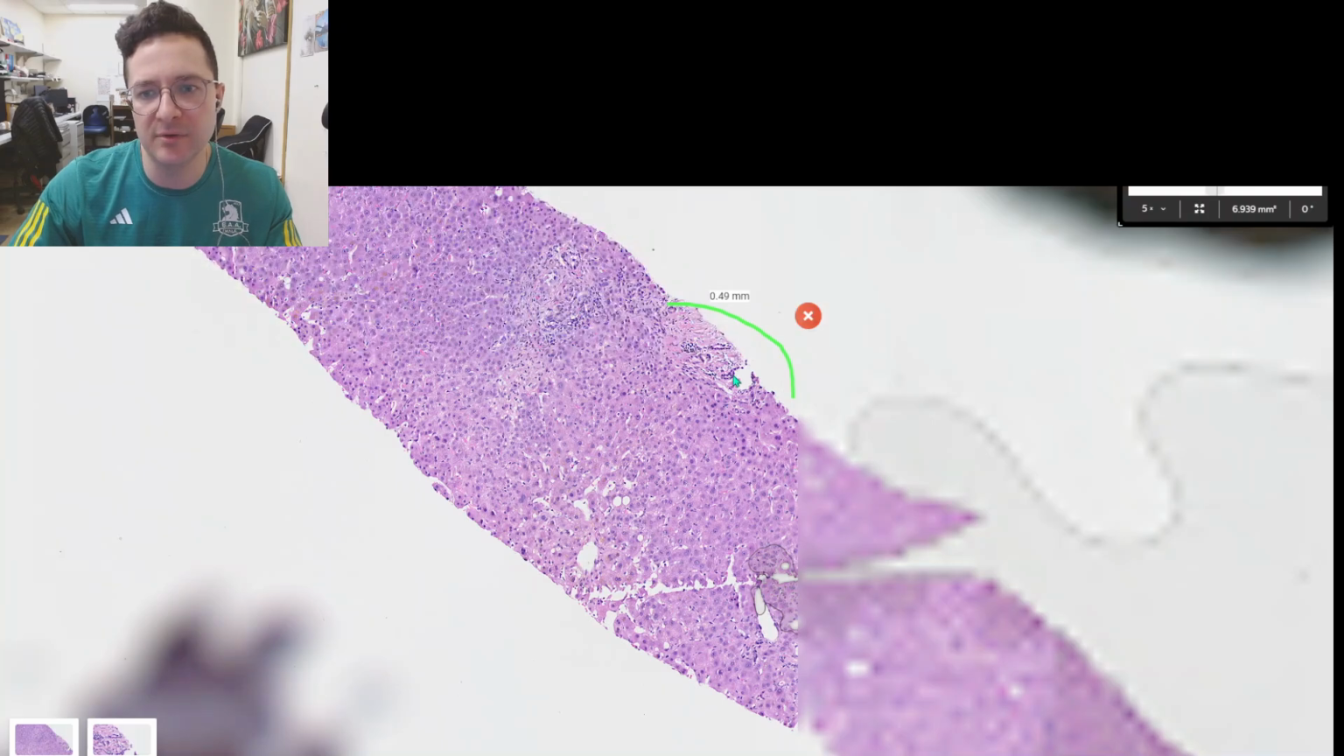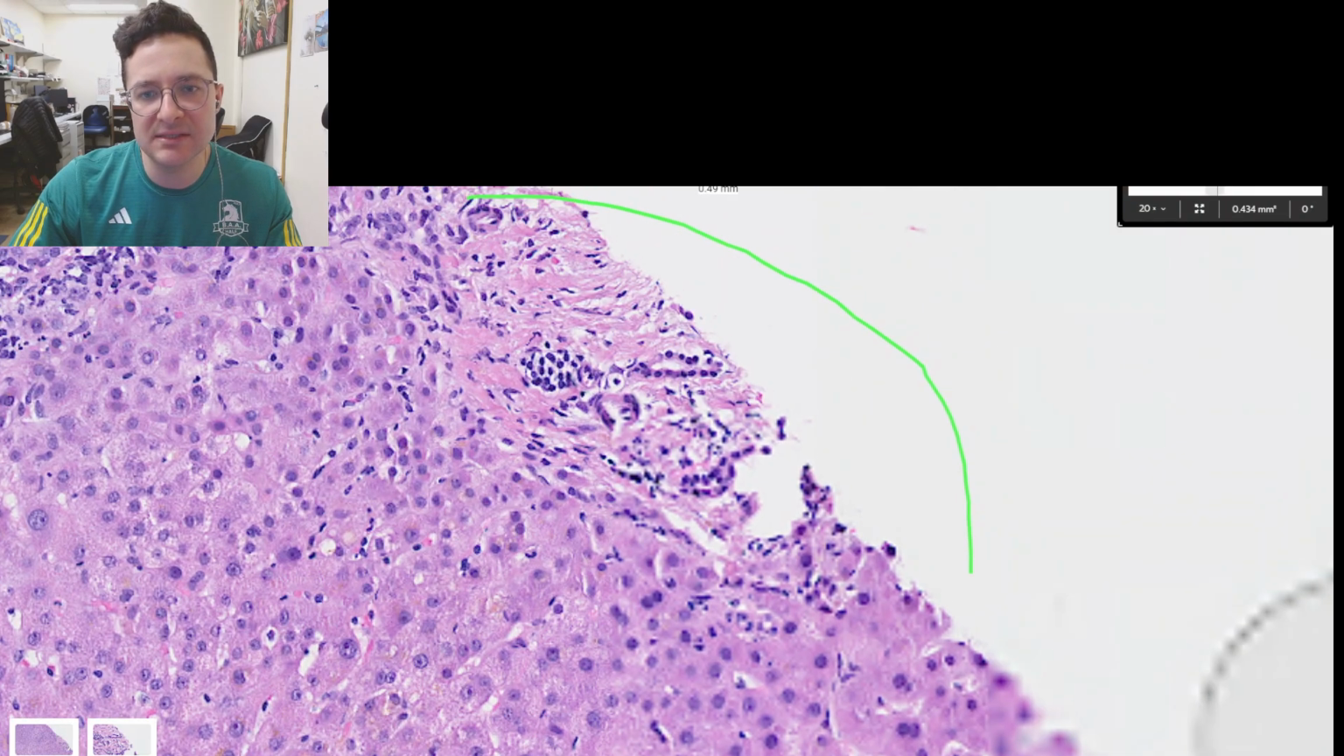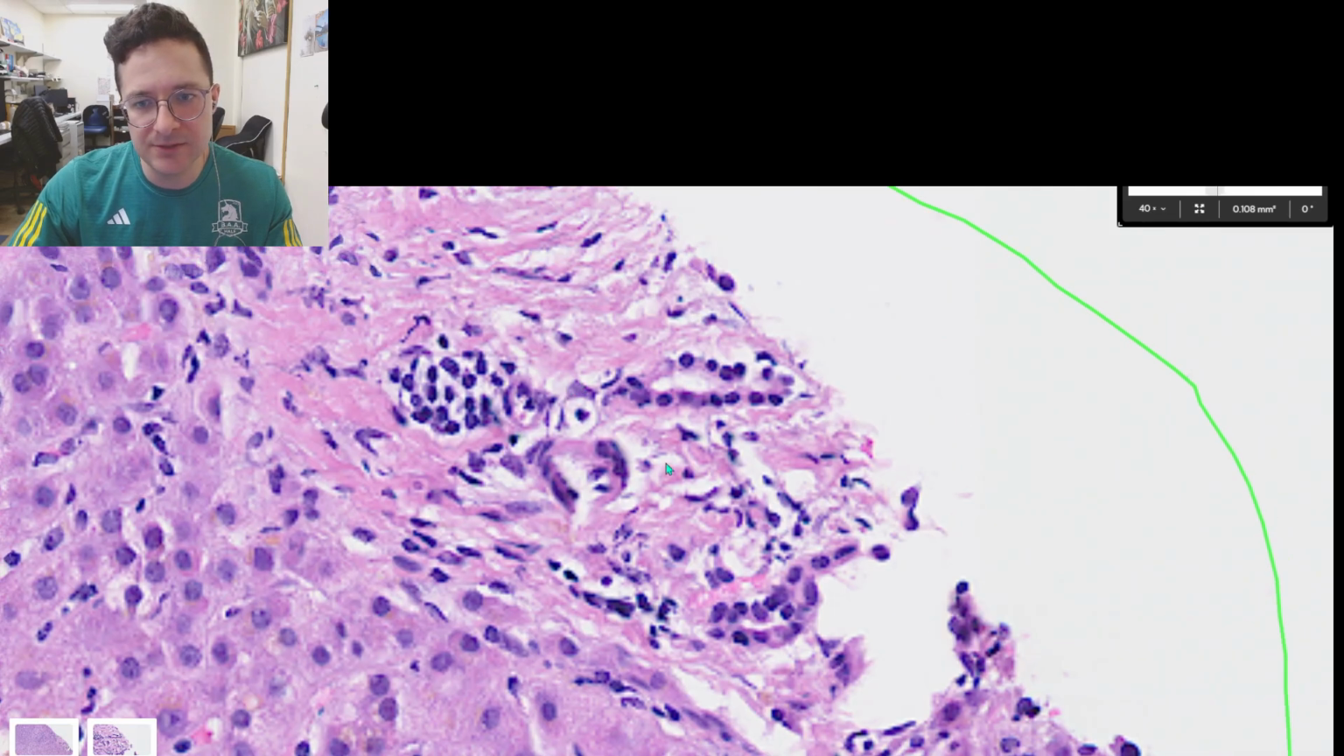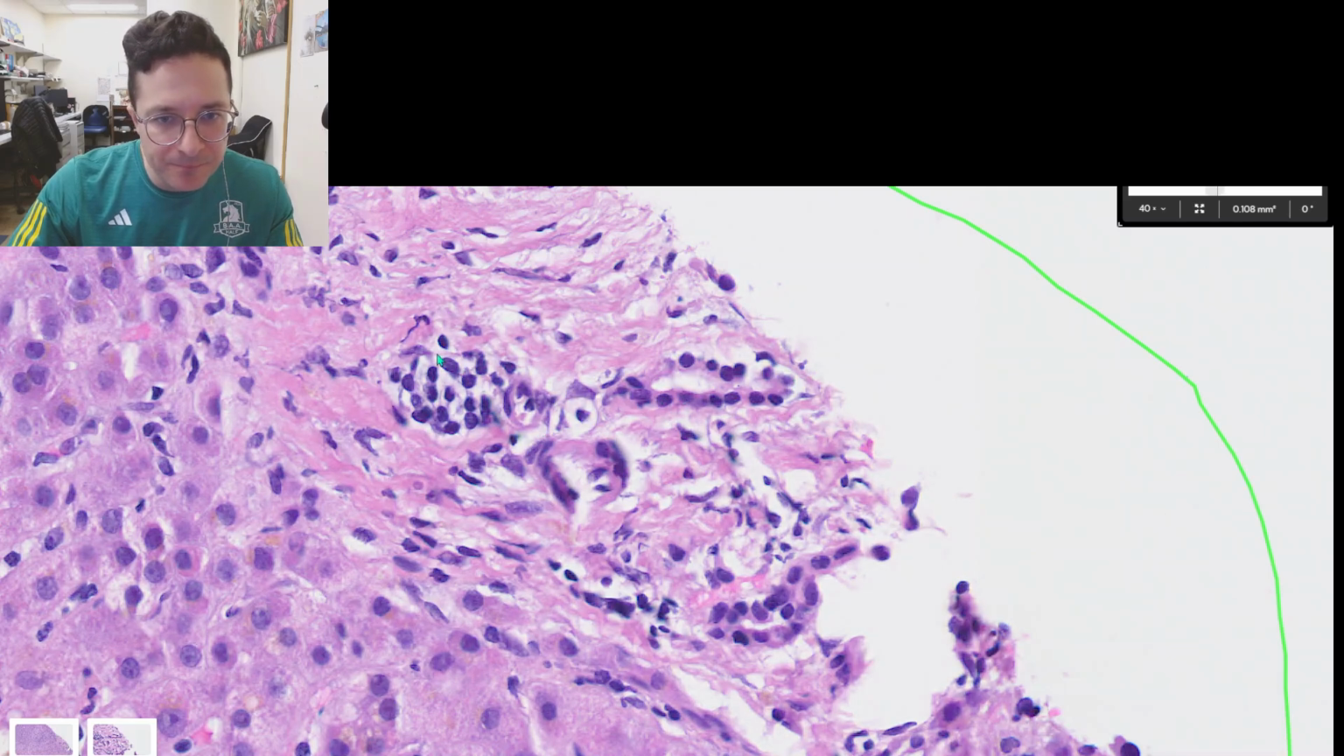What about another area, a similar area on a little deeper level? I think this right here is what really started clinching it, because you get a bile duct hanging out here, and then, what's that?